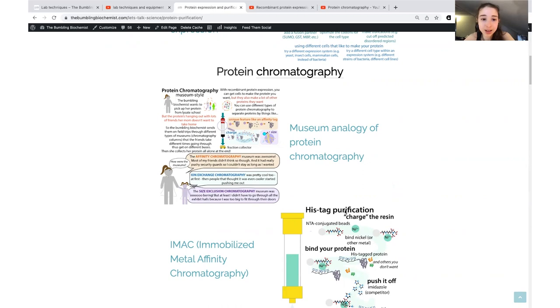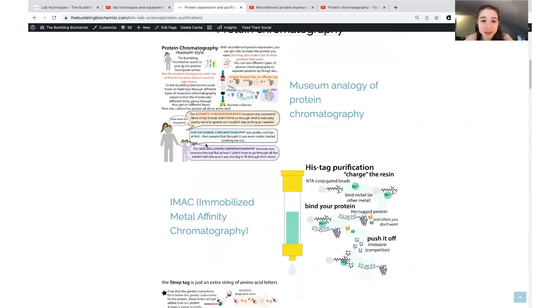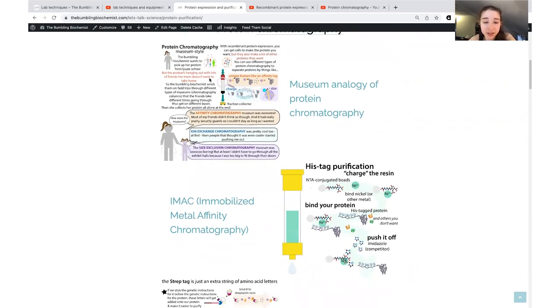These columns can be plastic or glass, pre-packed, or you pack them yourself. Basically, this resin is going to interact differently with the proteins. Your proteins are in a solution, in this mobile phase, and they're going to be traveling through. You take a solution containing the proteins and send it traveling through these columns, and they interact differently with the resin. This allows you to separate them based on things like having a unique feature, like an affinity tag, or based on their charge or their size.